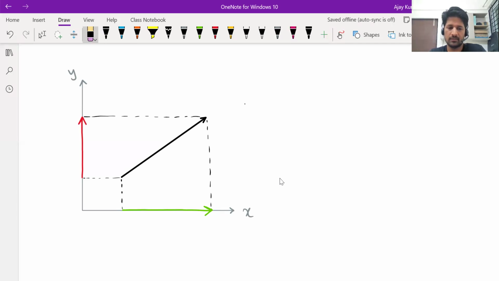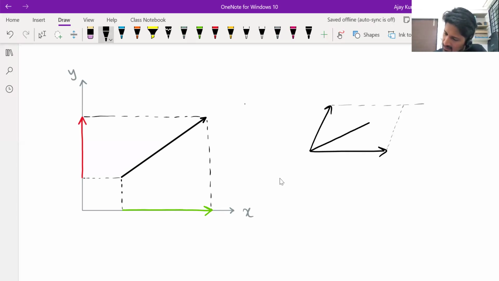Sir, when the tails are at the same position. Correct. And then what do you do in that case when tails are coinciding? Those two vectors will be treated as two sides of a parallelogram. And then you finish the parallelogram and draw its diagonal from the same tail. That becomes their resultant.